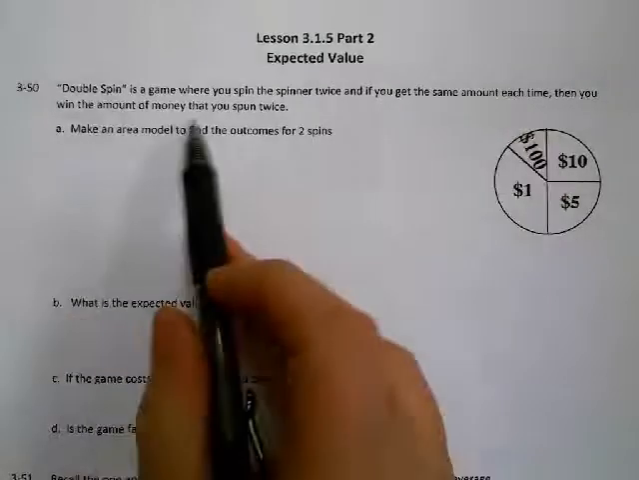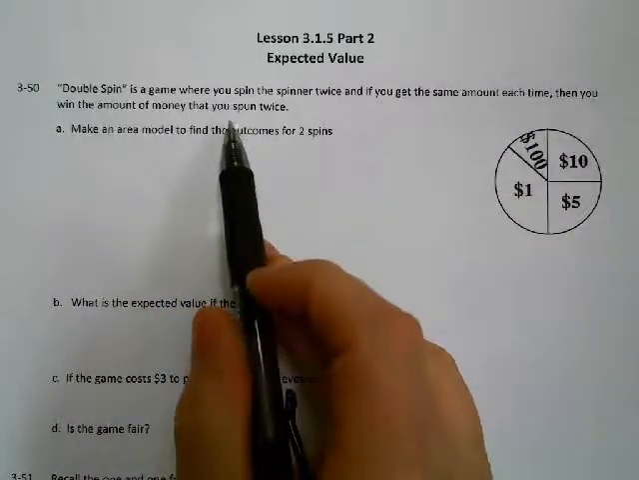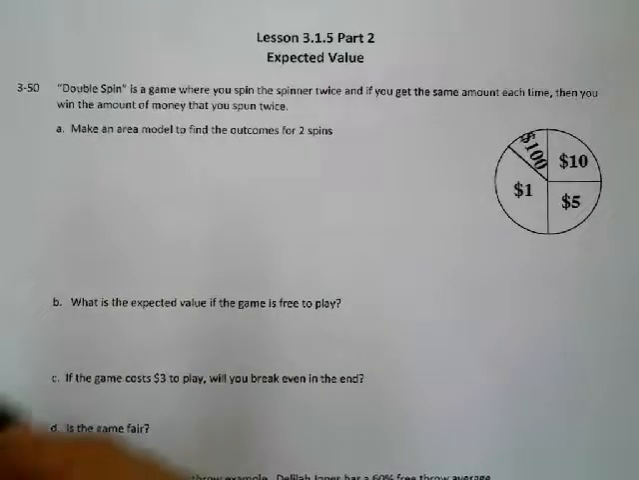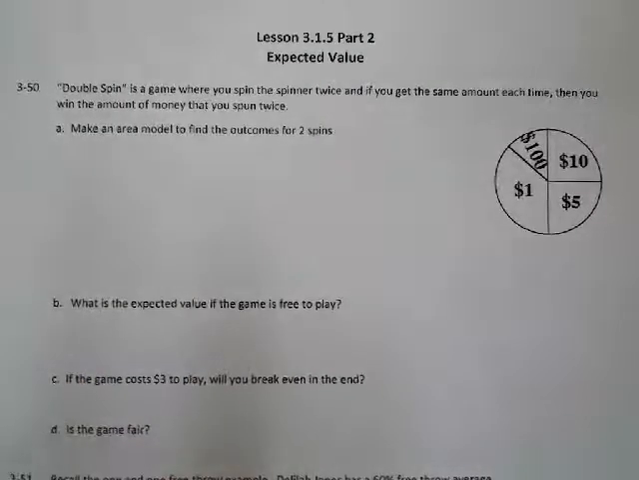Double Spin is a game where you spin the spinner twice, and if you get the same amount each time, then you win the amount of money that you spun twice. We're going to have two separate events here. Event number 1 is spinning the spinner once. Event number 2 is spinning the spinner the second time.